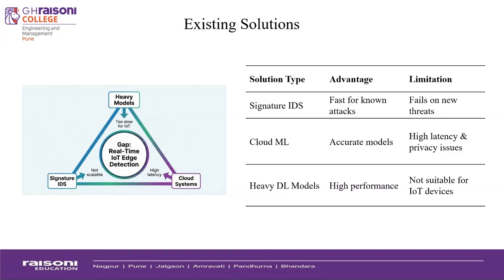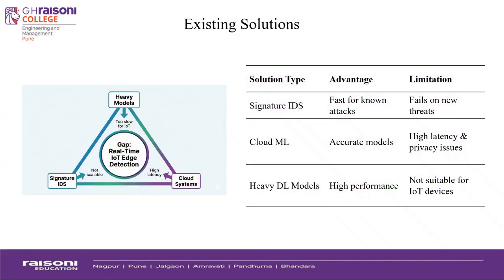Signature systems also require continuous updates and they cannot protect against zero-day attacks, making them unreliable for fast-evolving IoT threats. Another category of solution involves cloud-based anomaly detection platforms where the traffic from IoT devices is continuously uploaded to cloud servers for analysis using powerful machine learning models. Although this allows the use of large and complex algorithms, it introduces critical challenges.